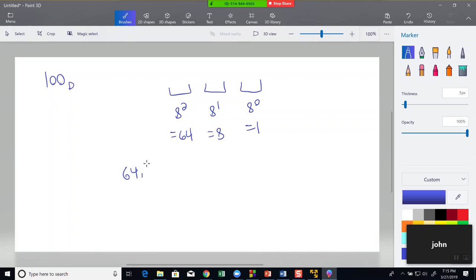So you take 64 and divide that into 100. That goes once. 1 times 64 is 64. Subtract that, and we get 36. And this is my remainder. So we put a 1 here. And now we're looking for the next number that's less than or equal to 36, our remainder, which would be 8. 8 goes into that 4 times. 4 times 8 is 32. Subtract that, and that's our new remainder. And that 4 goes right here.